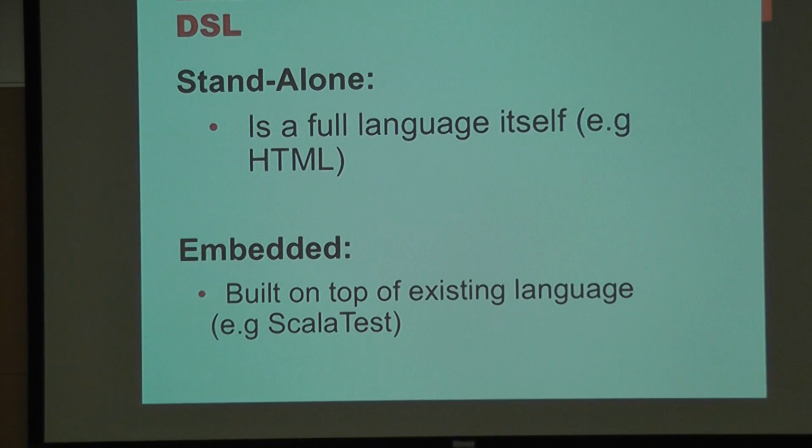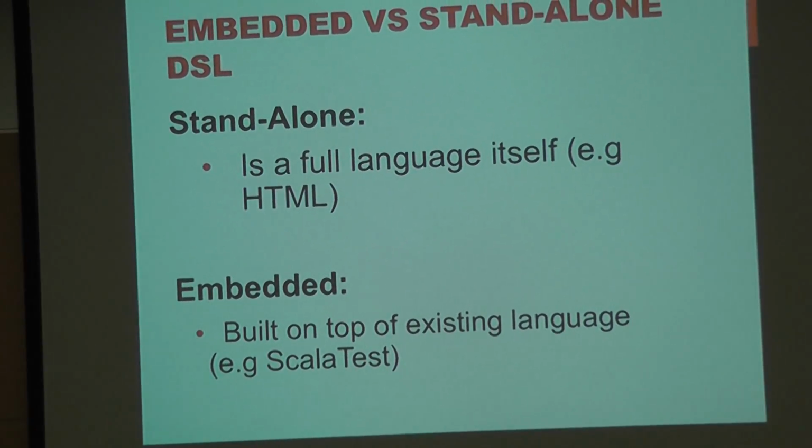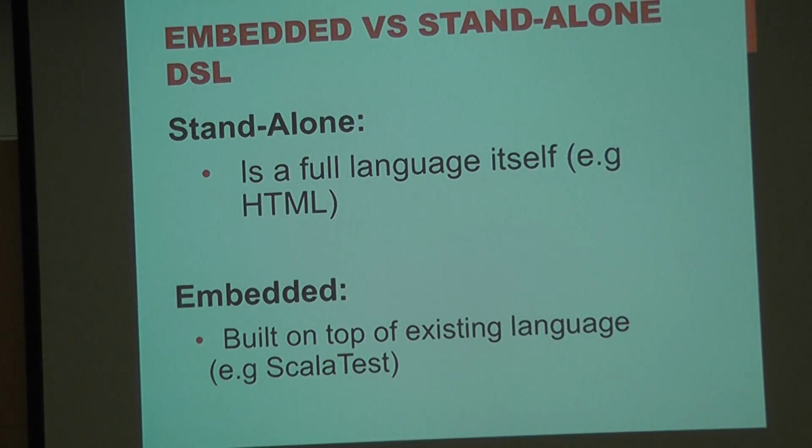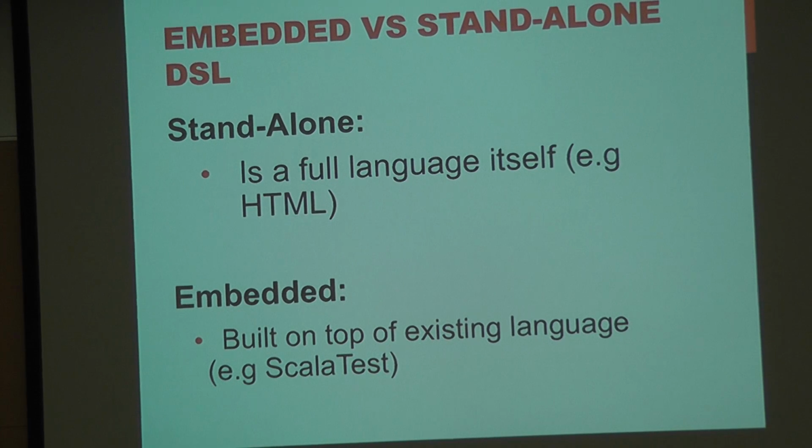And then the other type, we have these so-called embedded DSLs. These are built on top of an existing language and often imported like a library. An example of this would be ScalaTest, which is a library for writing specification tests in Scala. To use ScalaTest, you need to import this library, and of course, ScalaTest itself is written in the Scala programming language.